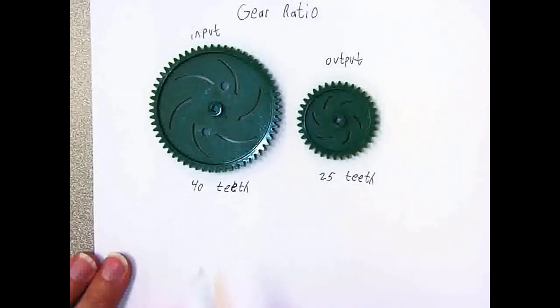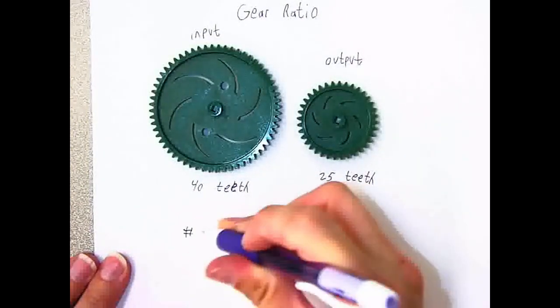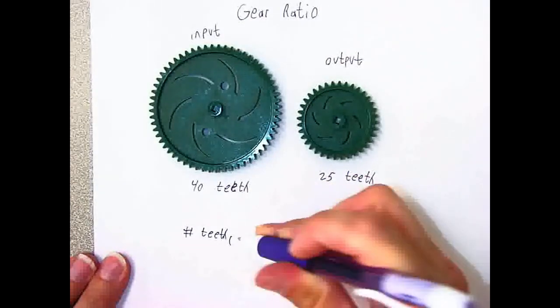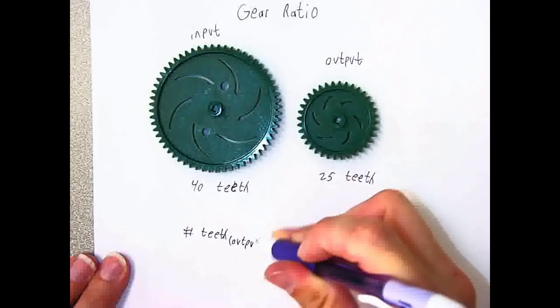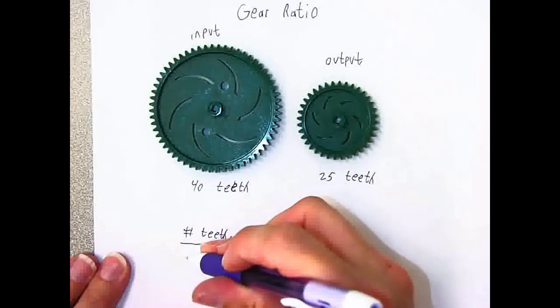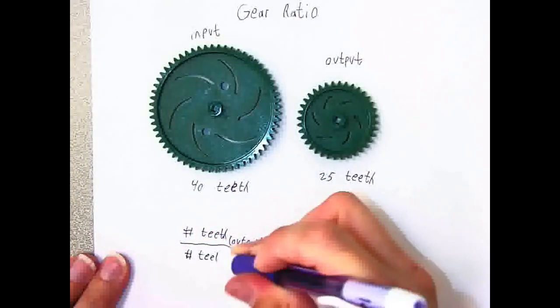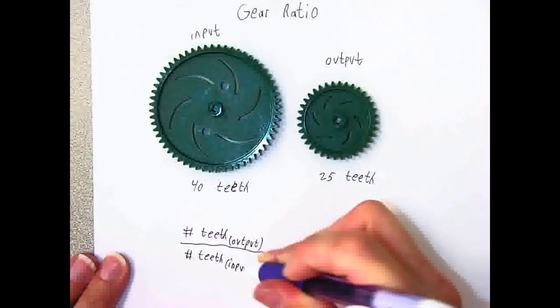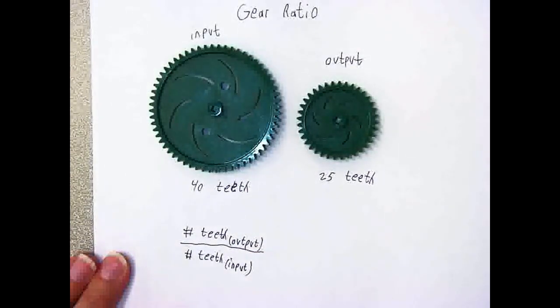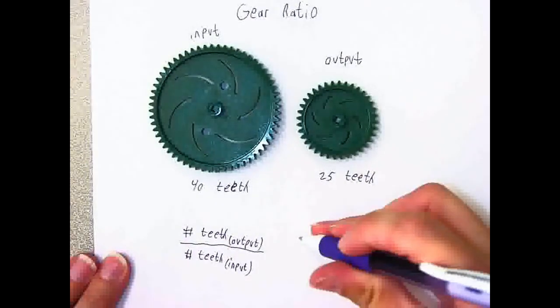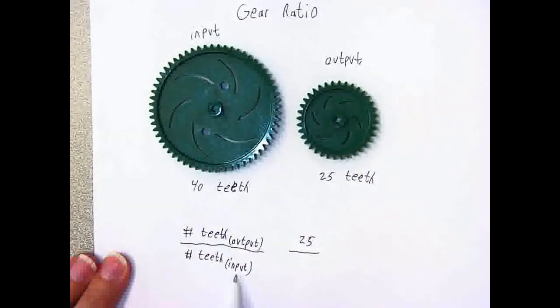All right, so when we're calculating gear ratio using the amount of teeth that each gear has, we need to remember that the formula we're going to be using is the number of teeth of our output gear in the numerator, and then in the denominator we're going to have the number of teeth of our input gear. In this problem our output gear has 25 teeth, so that is going in the numerator. So I've got 25 over the number of teeth of the input gear. We had 40 teeth for our input gear, so 25 over 40 is our gear ratio.